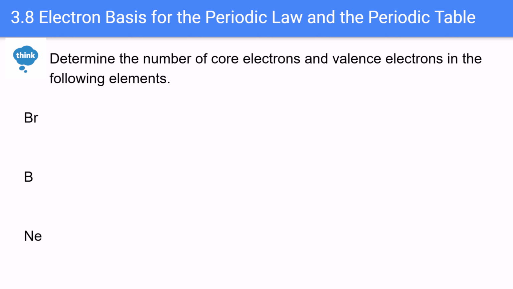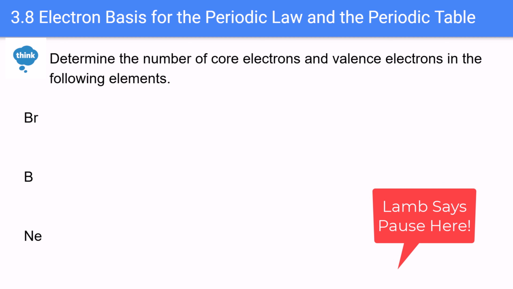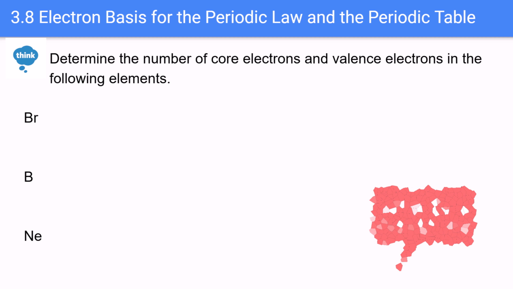So the next thing I want you to do here is to determine the number of core electrons and valence electrons that are in the following elements. Take a few moments and we'll come back and finish up our discussion for this evening.